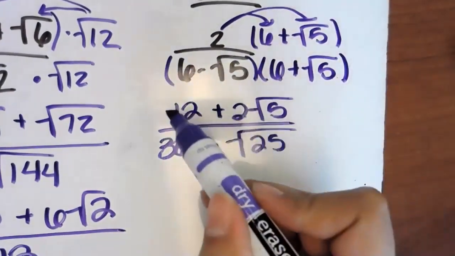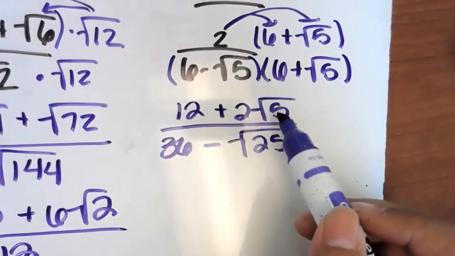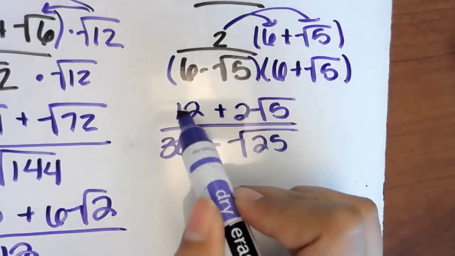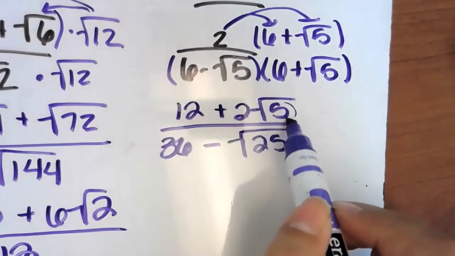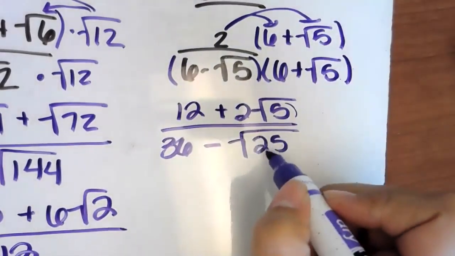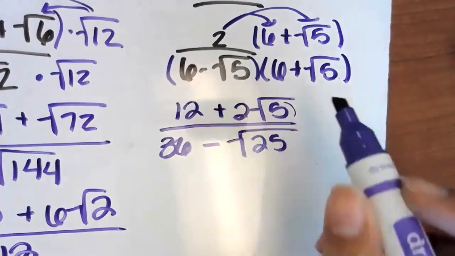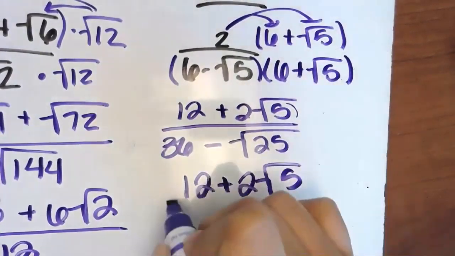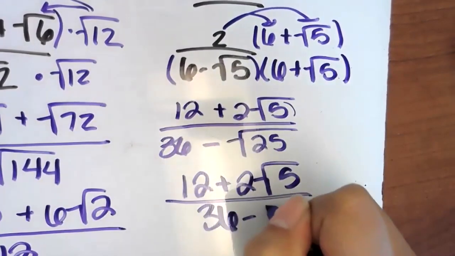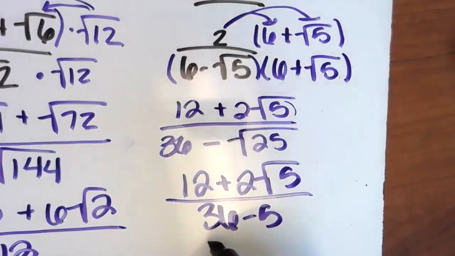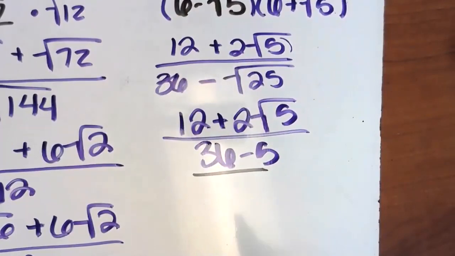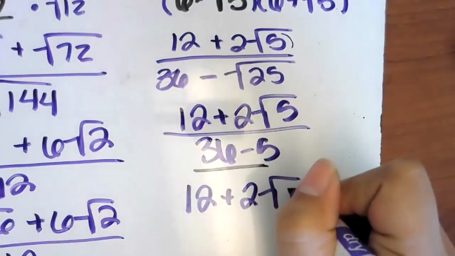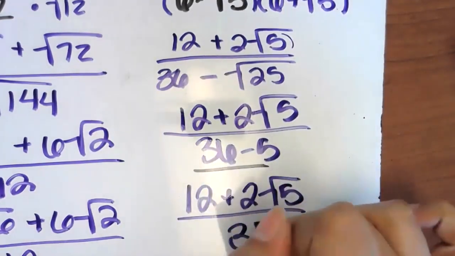And from here, you would just simplify the numerator if possible. And in this case, you actually can't simplify the numerator. 12 is a coefficient and 5 is a prime number. But in the denominator, notice how 25 is a perfect square. It's actually 5. And then you would just combine like terms. And 36 minus 5 is 31.